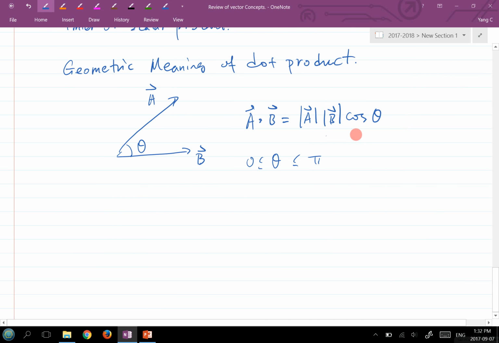Now, this formula can be proved mathematically using the so-called law of cosines. This is something you learned in high school. If you're interested, you can come to me, but we'll skip that proof. What this formula is really most used for is to use it backwards: you calculate theta based on this formula, by calculating the inverse cosine.